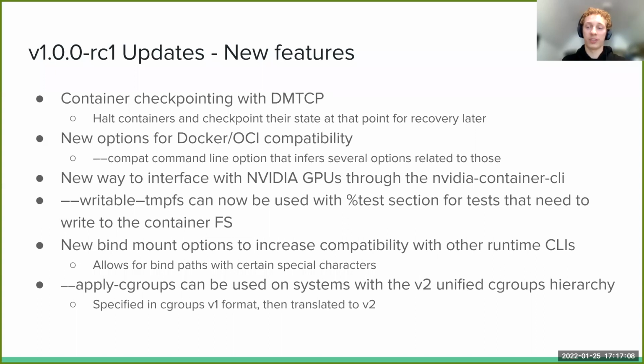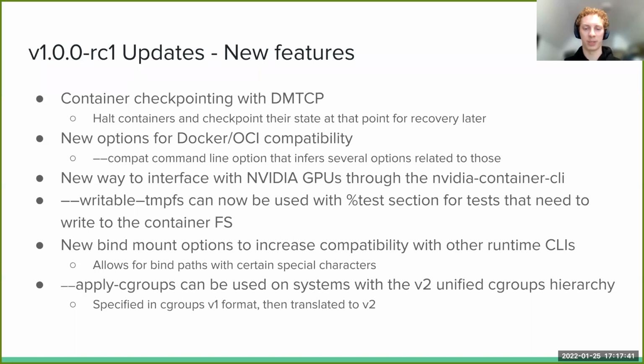So also in this release candidate, there are a lot of new features. First off, there's container checkpointing with DMTCP. This allows you to halt containers and checkpoint their state at that point for recovery later. I believe DMTCP also has compatibility with high performance computing systems, so this has interesting implications for how this type of checkpointing can be done in those environments, because I believe it supports Slurm and InfiniBand interconnect, stuff like that. So that's pretty cool. There's some new options for Docker and OCI container compatibility.